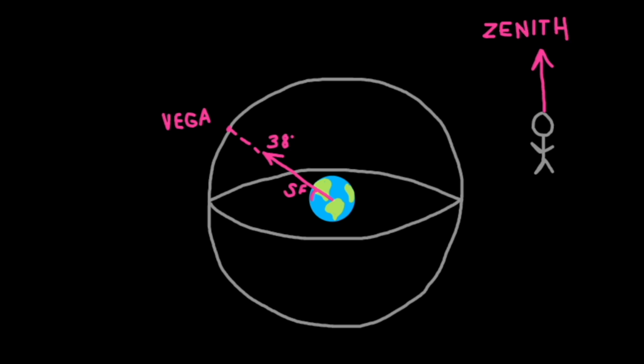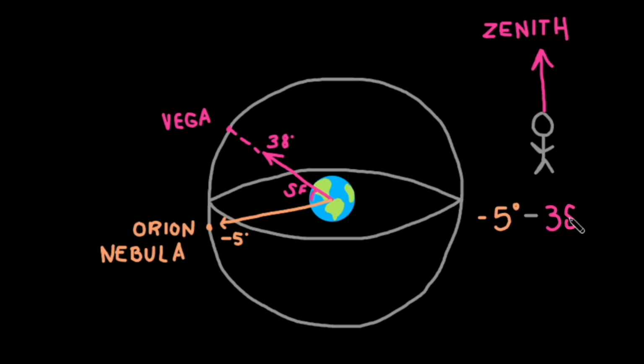If the observer from San Francisco wants to look instead at the Orion Nebula, where should they look? Well, the Orion Nebula has a declination of about negative 5 degrees, which means that it is farther south than the person in San Francisco. We simply subtract our position from the object's position. Negative 5 degrees minus 38 degrees equals negative 43 degrees, so the observer in San Francisco will have to look 43 degrees south of their zenith to view the Orion Nebula.